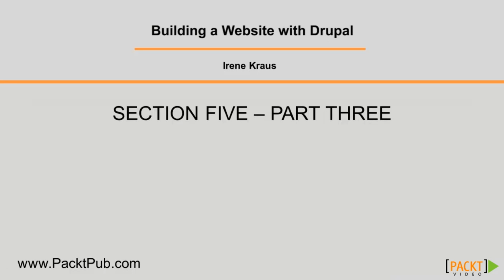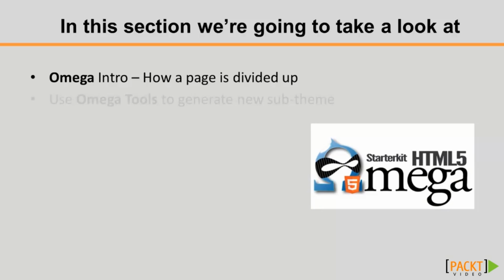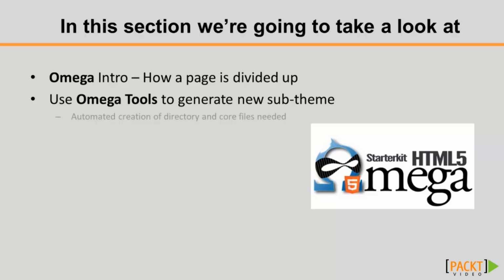Now we're going to actually move on to the creation of our theme using Omega. I will begin with some discussion on how a page is divided up in containers within Omega, because there is a very clear point of confusion that can occur there in the naming conventions. Then we're going to use the Omega tools to generate our new subtheme, which is going to be HTML5 based. It will automatically create our directory and those core files we'll need. I will show you where that is in our prototype, as well as where you would put your own CSS and design images.